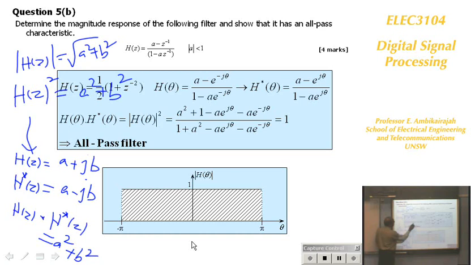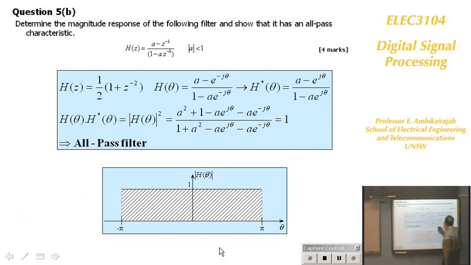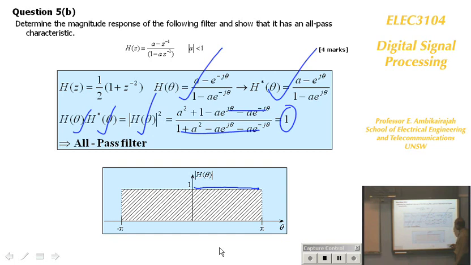So you can actually use this technique to calculate the frequency response. Right. So I calculated this, I calculated this, and then I multiply those two, I get modulus H(theta) squared. So I just now do the multiplication, and I find that this cancels out that, and it's equal to 1. What does that mean? My magnitude response is flat. It doesn't attenuate anything. That means it's called an all-pass filter.